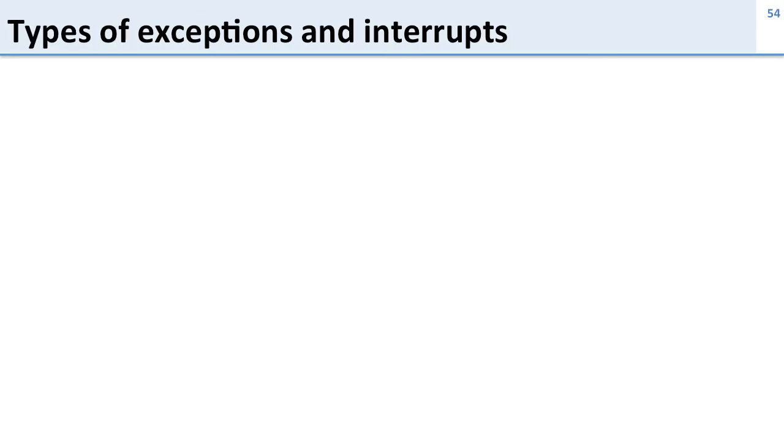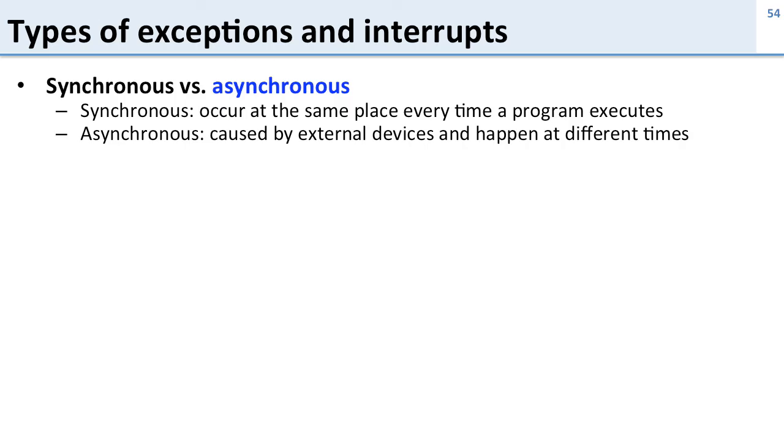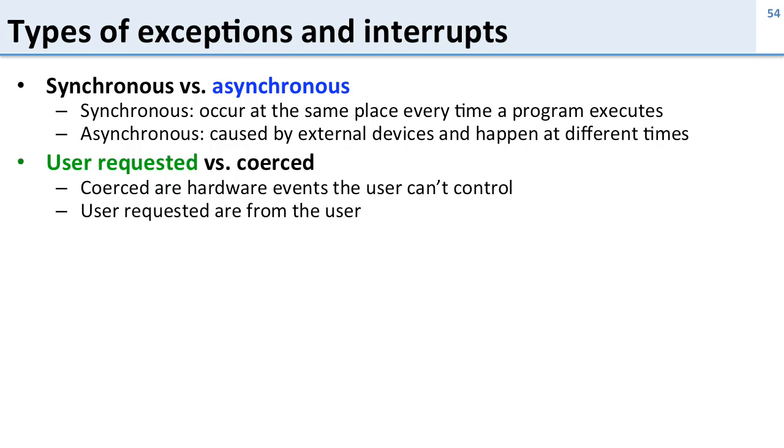So let's take a look at some types of exceptions and interrupts. So you can have synchronous and asynchronous exceptions and interrupts. So synchronous ones are ones that happen at the same instruction all the time. Asynchronous ones are caused by external devices and happen at different times. So if you have an instruction that's always causing a divide by 0, that would be a synchronous exception. You can have user-requested versus coerced exceptions and interrupts. So coerced ones are coming from the hardware, and user-requested ones are when the user requests something. So for example, interacting with the operating system.